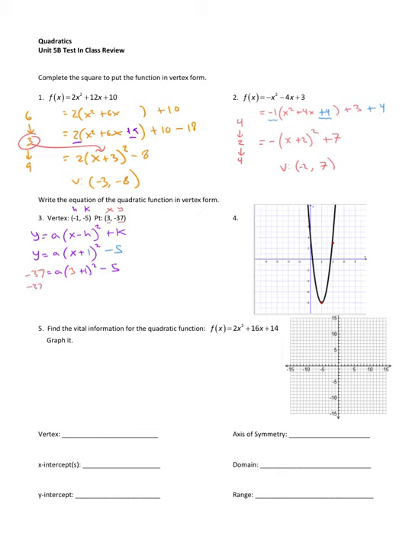So let's see, this is -37 equals a times, that would be 3 plus 1 is 4 squared minus 5. -37 equals, that's 16a. 4 squared is 16, so 16a minus 5. We'll add 5 to both sides. -32 equals 16a. And if you divide by 16, we see that a equals -2. And so now I know that I can plug that back in up there. And so my final answer will be y equals -2 times x plus 1 squared minus 5.